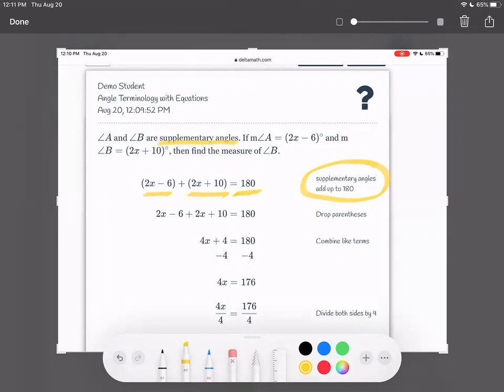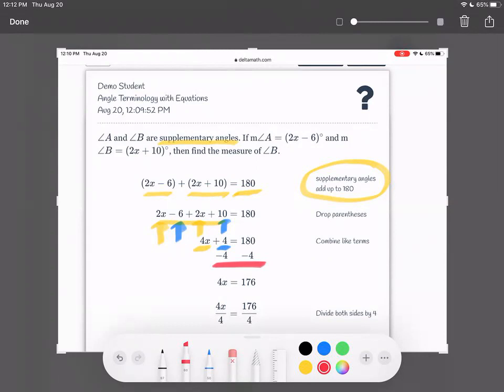Feel free to interrupt me if you do, okay? So in this case, they combine the two angles. So they just took away the parentheses first, and then they took the 2x and the 2x and turned that into a 4x because 2x plus 2x is 4x. They also combine the -6 and the +10 to give you +4. And then from there, they wanted to get rid of that +4 by subtracting 4 on both sides. That's what's going on here. Then you just get 4x is equal to 176. Then because 4 is being multiplied to x, they divided by 4 on both sides.